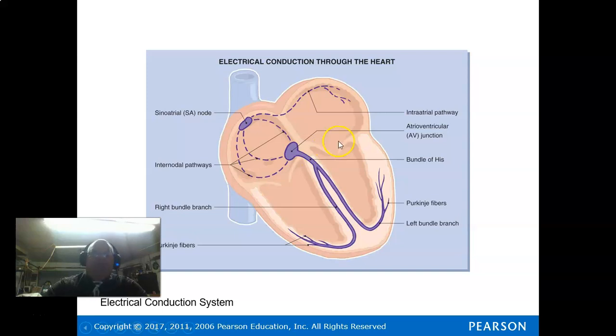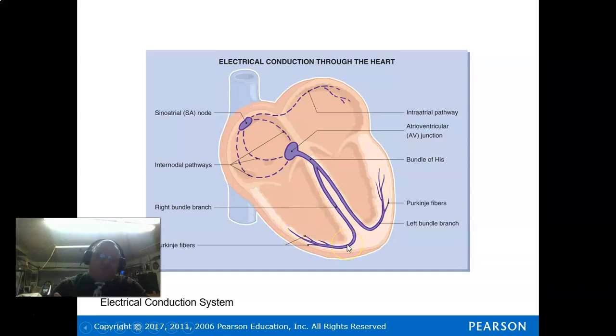Then from the AV node, it goes through the bundle of His and into the left and right bundle branches, ending up in the Purkinje fibers, which will then trigger the electrical response of the heart. It depolarizes.